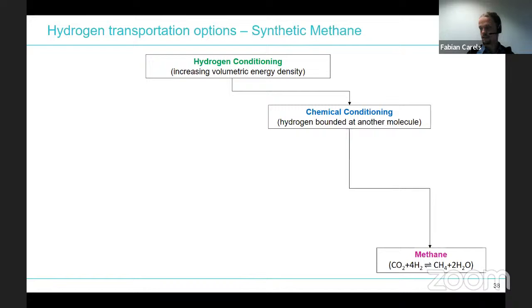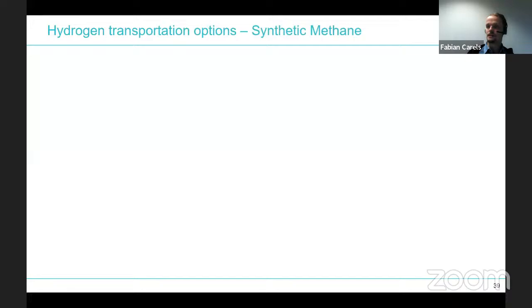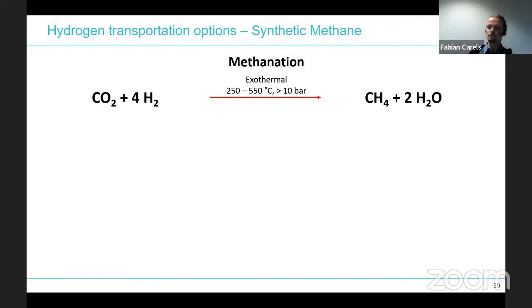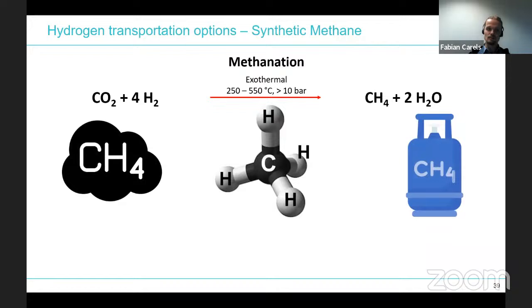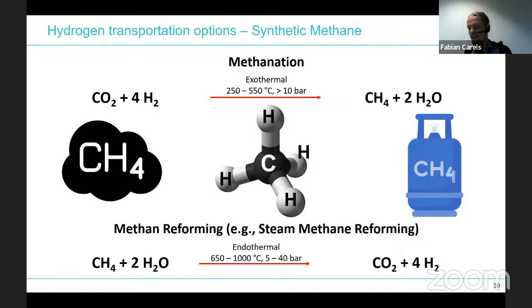Last but not least, we also have the methane. I can make this pretty fast because this is pretty similar to methanol. So we can also produce methane in the methanation process from CO2 and hydrogen, pretty comparable to the methanol synthesis. Then we produce a so-called synthetic methane, which is basically from its chemical properties similar or basically the same as the fossil natural gas. And as it's done already today, we can reform the methane to produce again hydrogen and carbon dioxide if we don't want to use the methane directly.